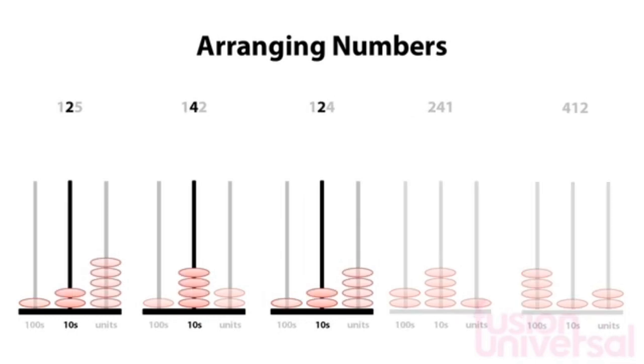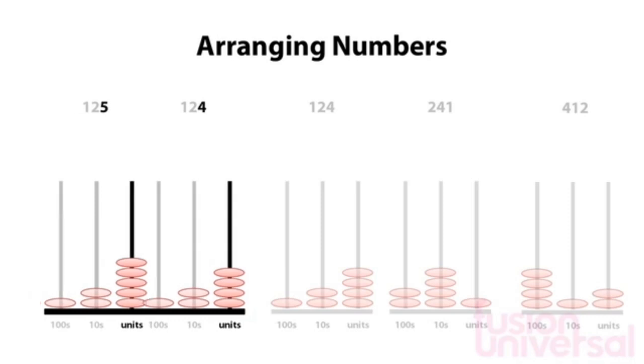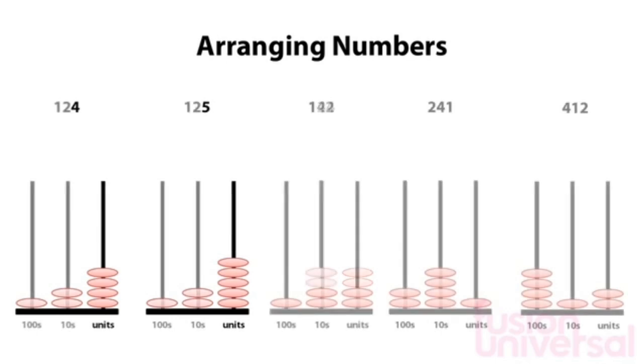We then need to look at the tens column, and we notice that one of the abacuses has 4 beads, so this is the next biggest. The other 2 have 2 beads in the tens column. We don't know which is largest, so we will need to compare the units column. As you can see, one has 5 beads, whereas the other only has 4. So 125 is bigger than 124.